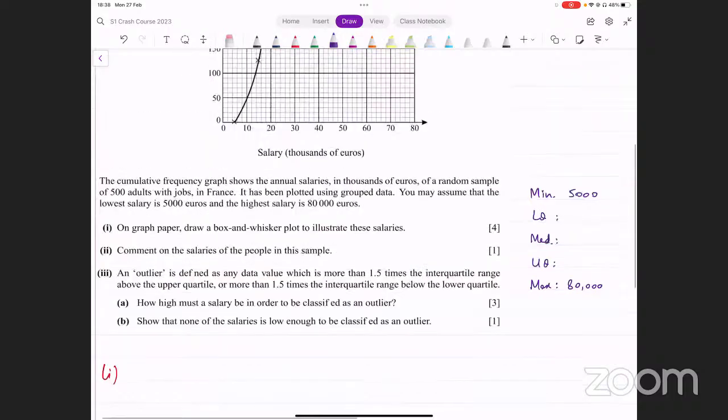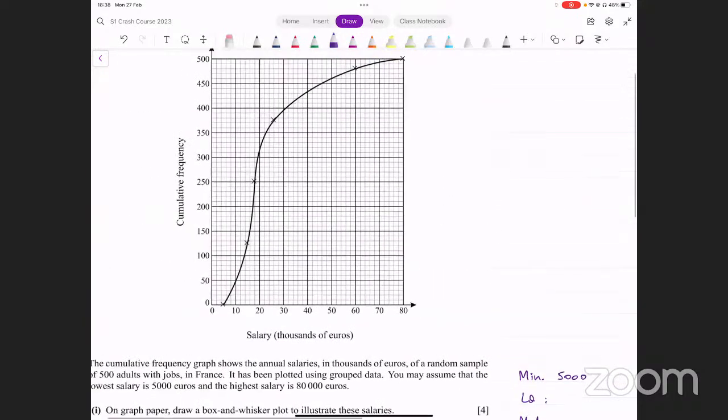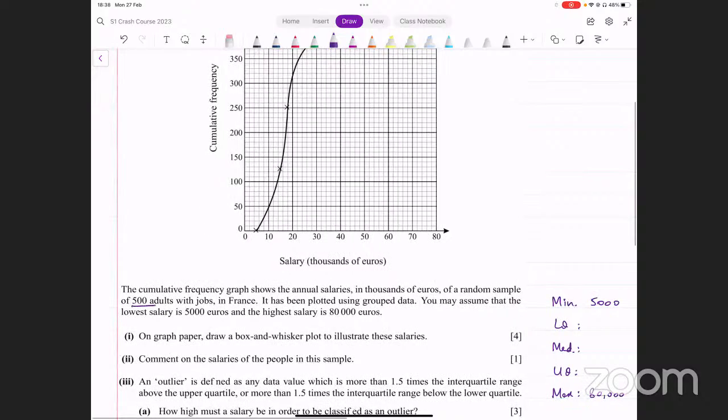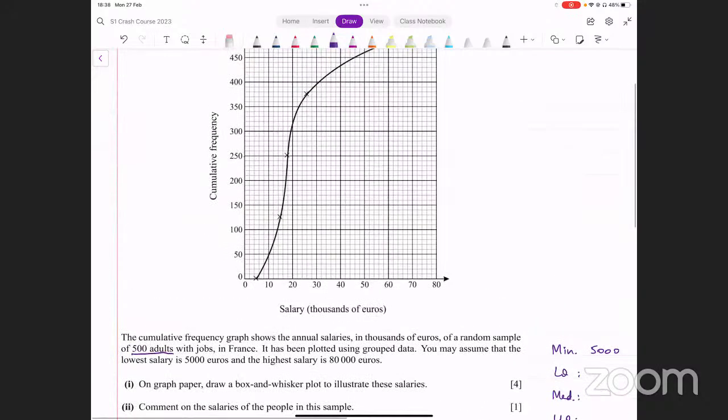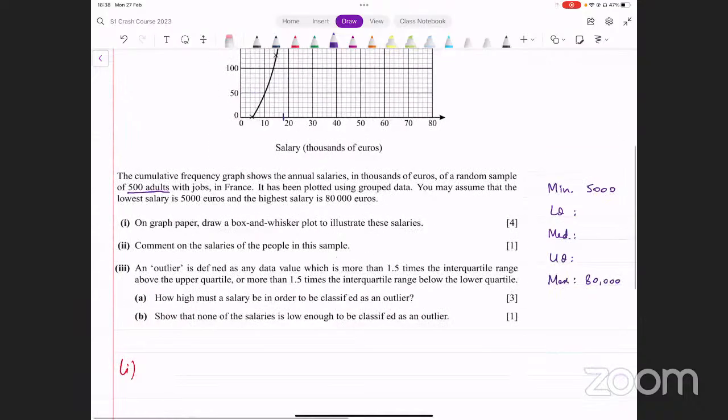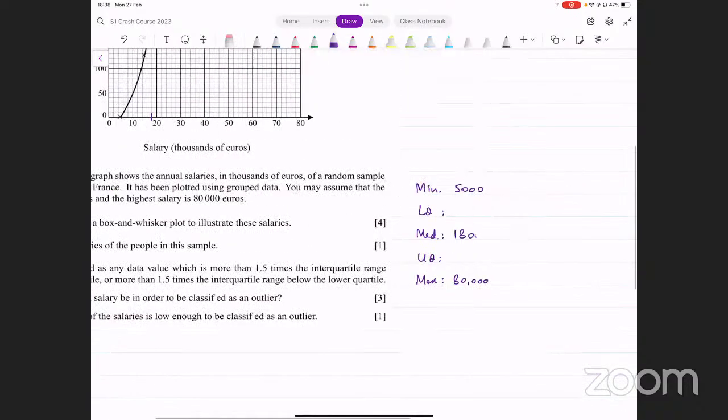From the graph, you can figure out the rest of the values. The total number is 500. There are 500 adults. Median is going to be at 250. You can see that number is somewhere around here. That's 19,000. In fact, 18,000, because the scale is like this. This is 10, this is 20. One box would represent 2,000. So median at 250 turns out to be 18,000. You can write that here.